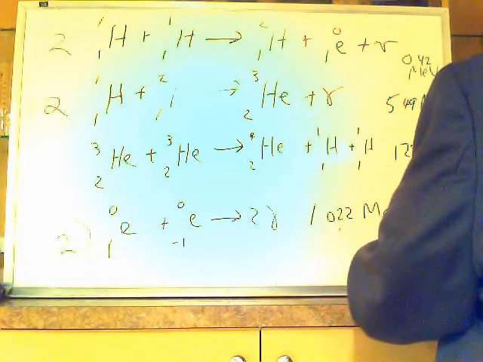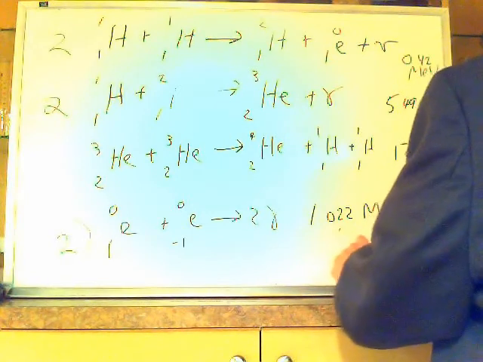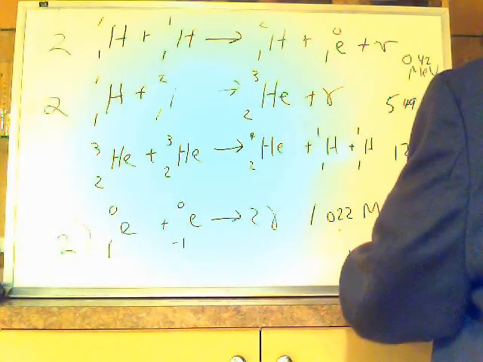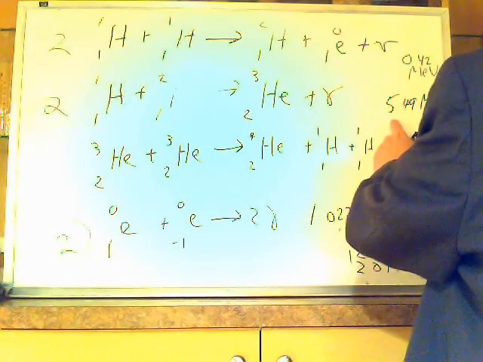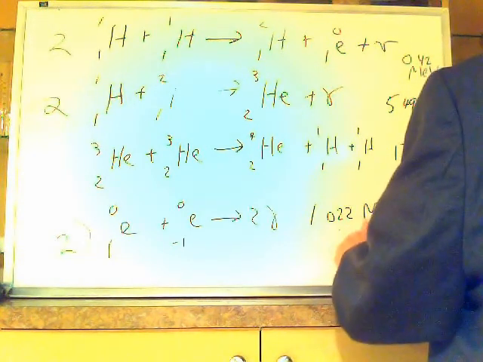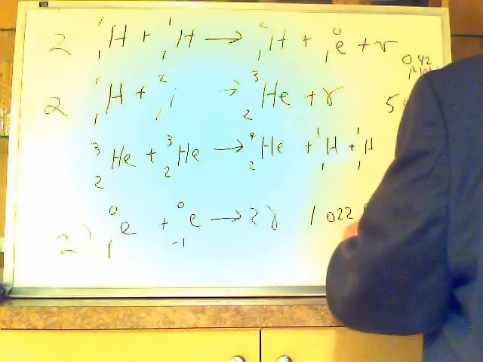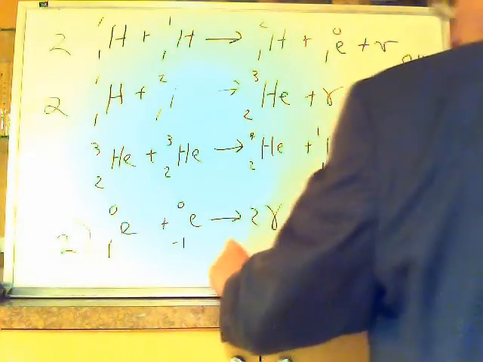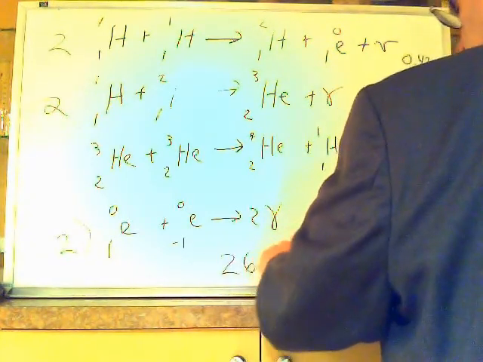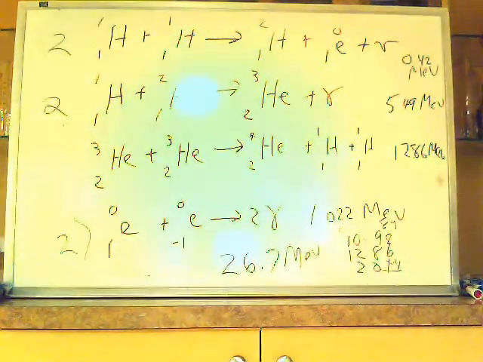So this would be 2.0, 12.44, and this one is still 12.86, and this one we have to double, so that gives us 10.98, and we have to double that, which is 0.84. And if you sum all those up, you should get 26.7 million electron volts, and that's the total energy for the entire proton cycle.